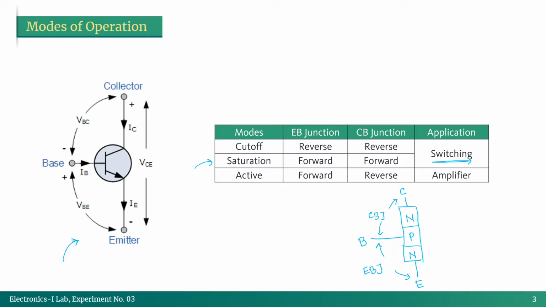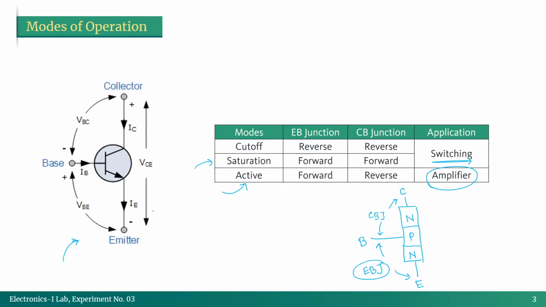Then the third one, in that case the emitter to base junction should be forward biased, but not the collector to base junction, that should be reverse biased. In that case we are going to name it active mode, and the amplification application will be used by this mode. Okay, then another thing that needs to be discussed is the general convention of naming.